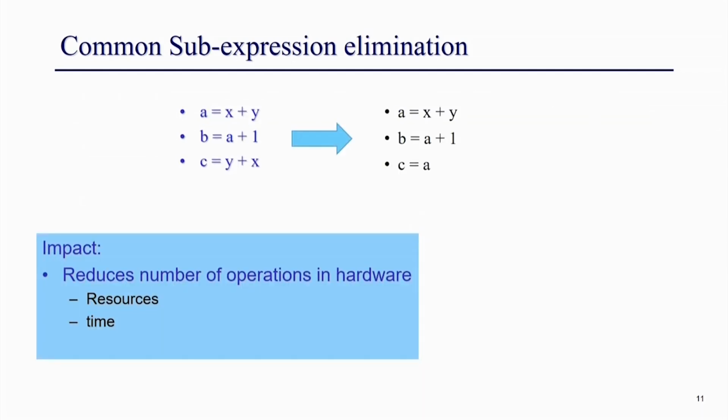For example, here you can see I have x plus y, I have y plus x, but this is a commutative operation, so this is basically x plus y. These are the common sub expression. So, I can execute it only once, and whenever I have this occurrence, I can replace it by a, right. This is what is happening here. So, this is what is called common sub expression elimination.